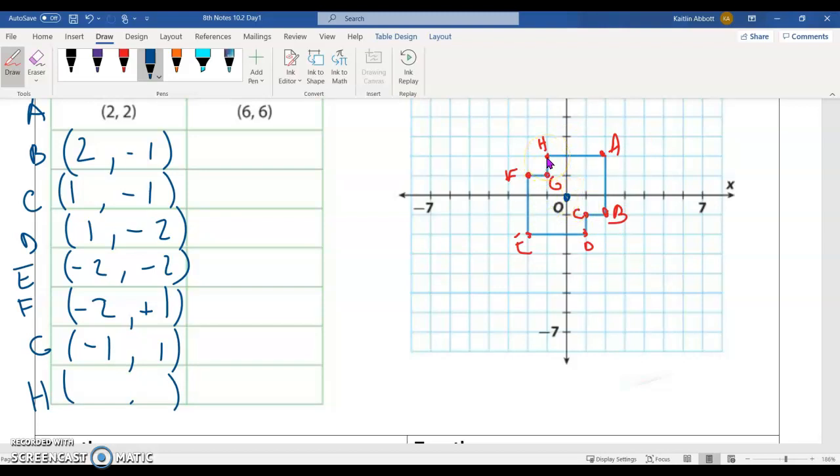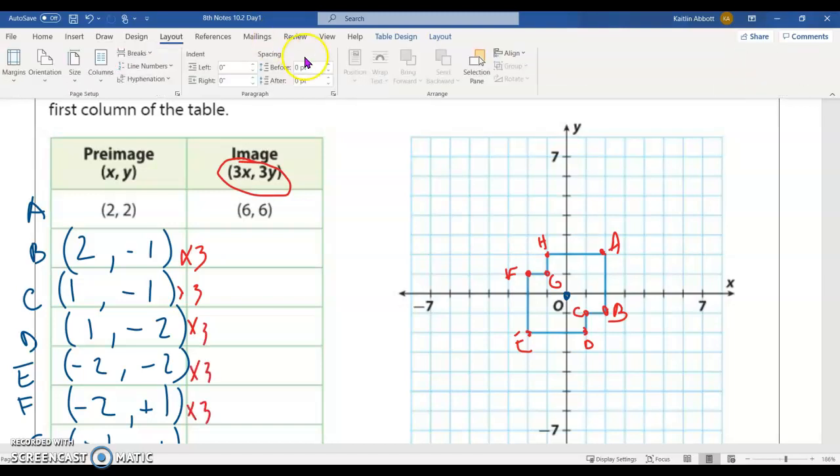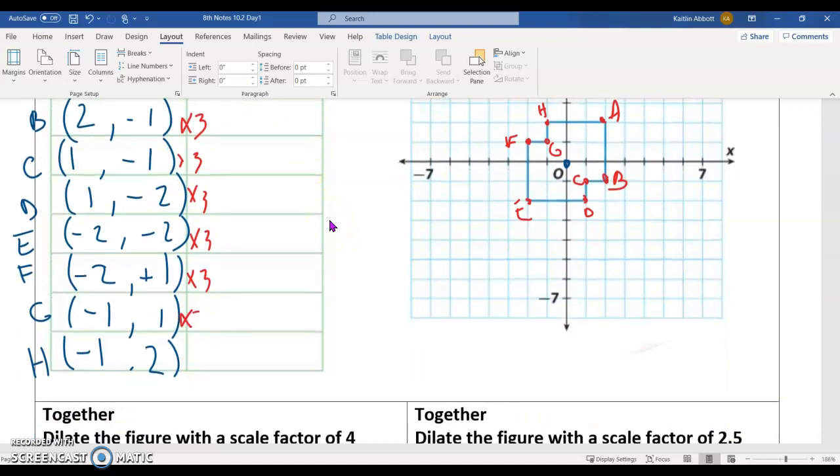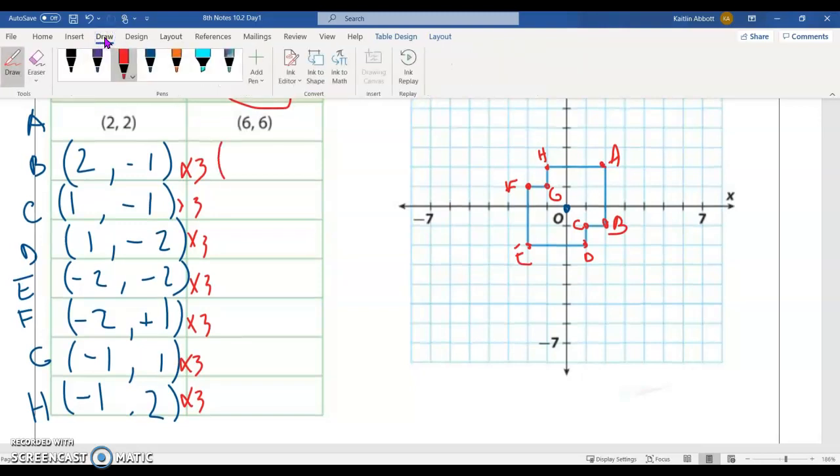Again, you do not have to do this many. -1, +2. All right, so now I have to go through all of these numbers. Luckily, they're all 1s and 2s, and I'm going to be multiplying them by 3. So I'm multiplying all of these by 3, all of them. So here are going to be my new ordered pairs.